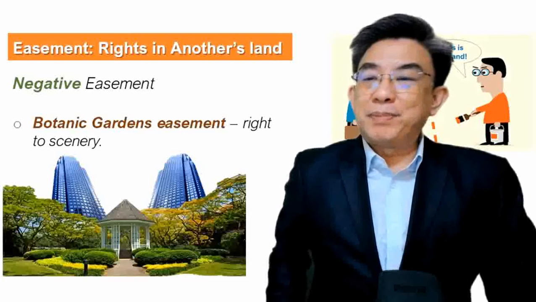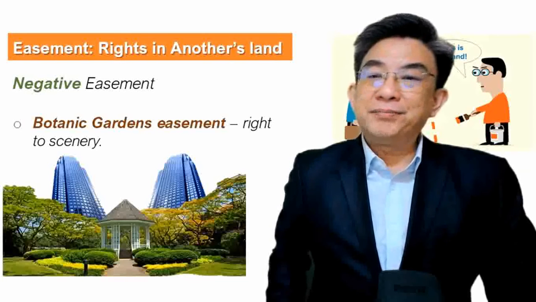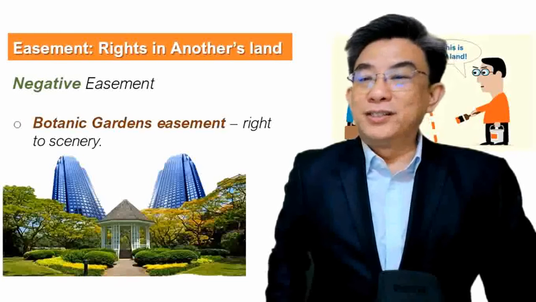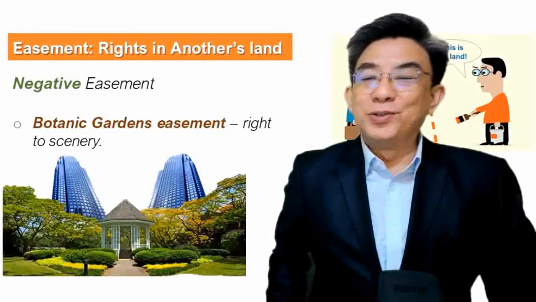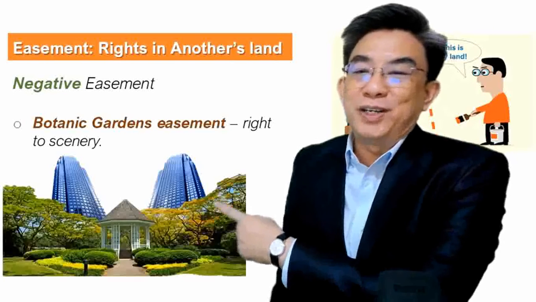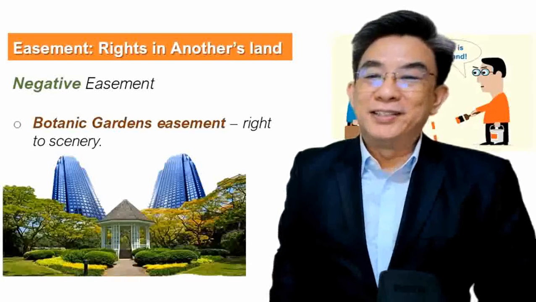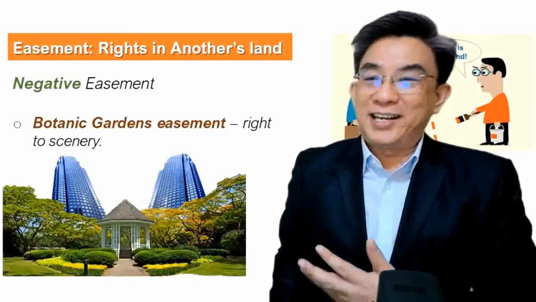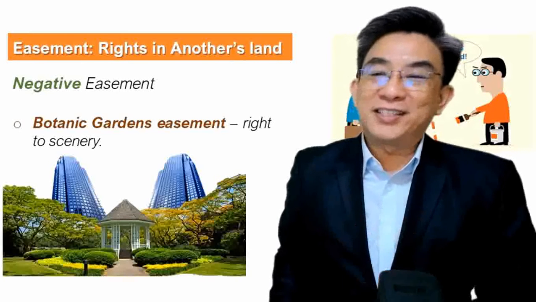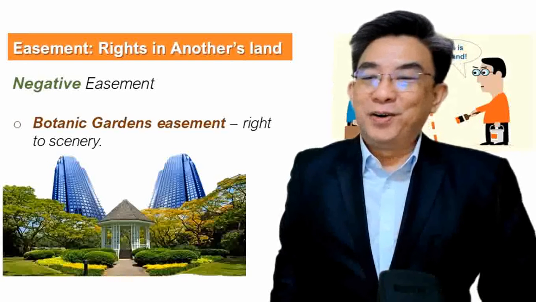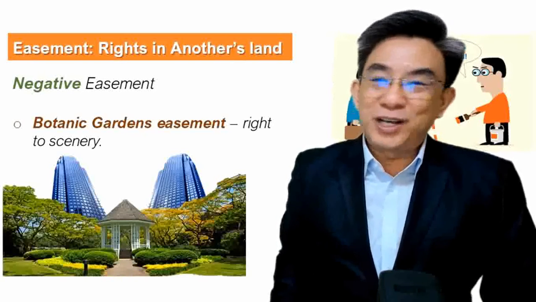Now, another example of negative easement will be the Botanic Gardens easement, the right to scenery. Now, just superimpose these two skyscrapers into the picture of the Botanic Gardens. So how does it look? A UNESCO asset, that means a World Heritage asset. And then when you go there to take a picture, you can see the skyscrapers all behind the scenery. No, that won't do, right?